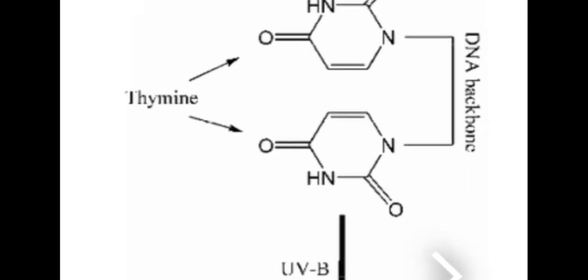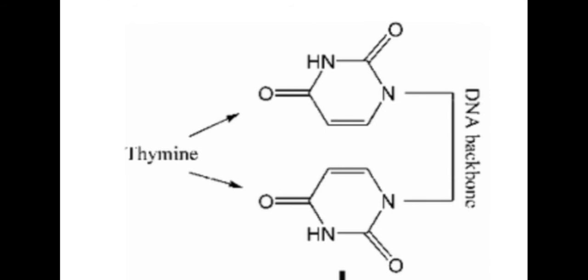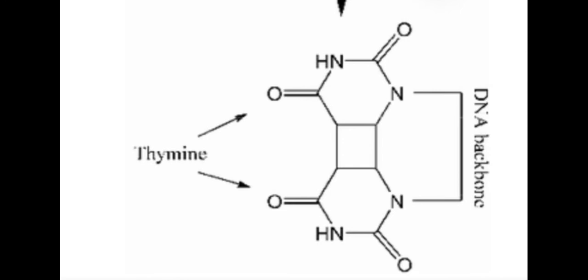Let me show you how the thymine dimer occurs. This is a thymine; you can see here the structure of thymine. Now the thymine dimer: UVB light is acting to form the thymine dimer. See, two covalent bonds have been formed, and thus this thymine dimer is formed due to the action of UV light.